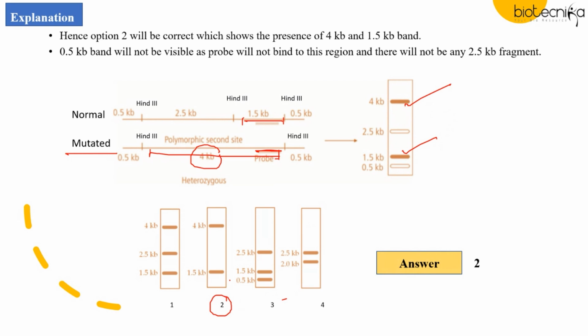So there are small points that you have to keep in mind. Many students simply ignore the information that the probe is binding, and based on complete digestion by the HindIII enzyme, they solve the question and find the answer. But in that case, your answer will be incorrect. Okay, I hope it is clear to all.